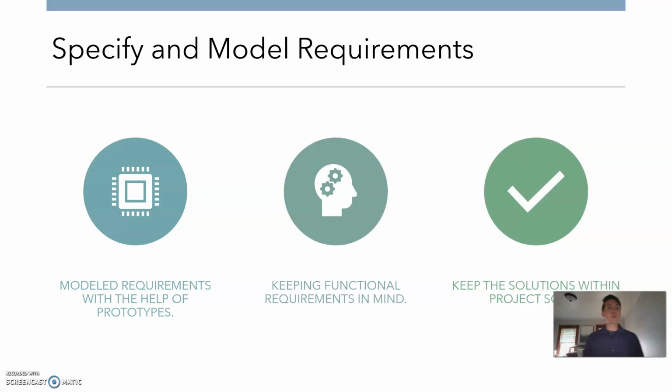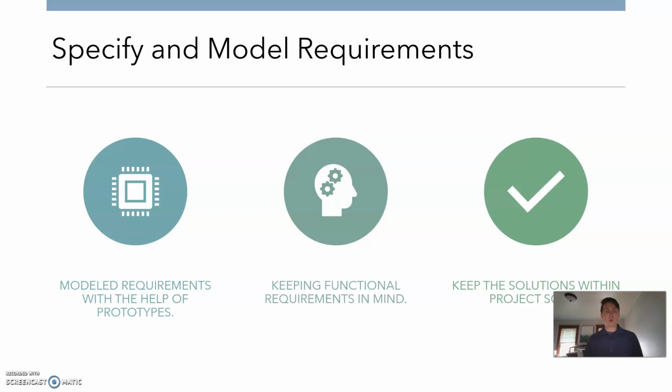To begin this sprint, we wanted to start out by specifying and modeling our requirements. We modeled the requirements with the help of prototypes from our friends over at houseplans.com. We gave them some criteria to build us a few prototypes that we could use during our discussions about these possible solutions. And they delivered us 5 prototypes that we could use while we discussed these things.